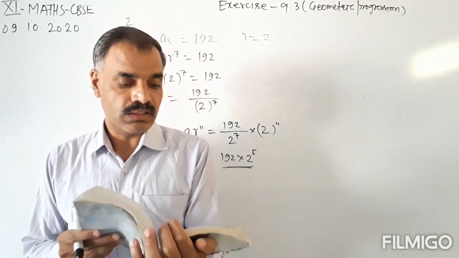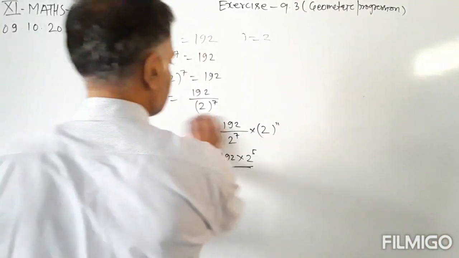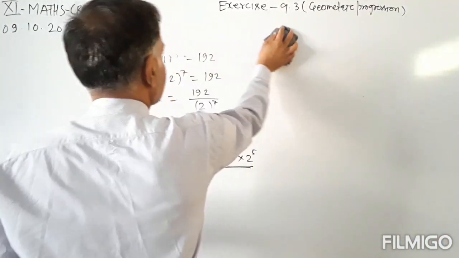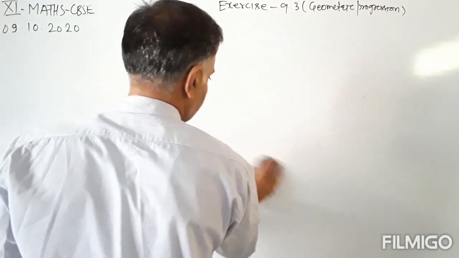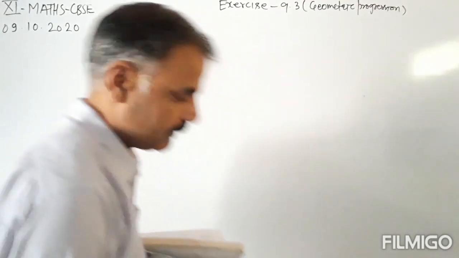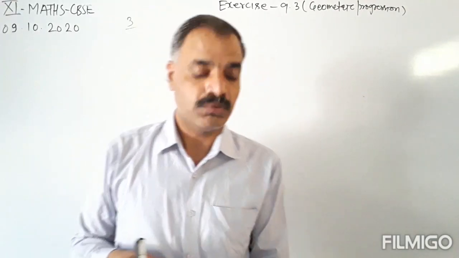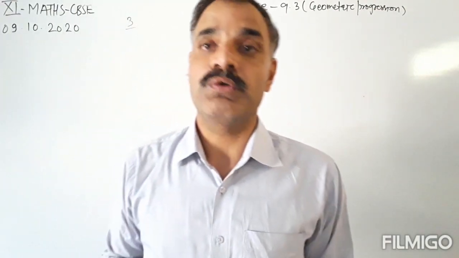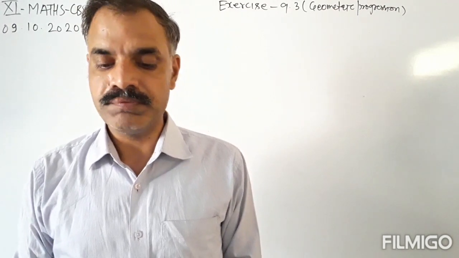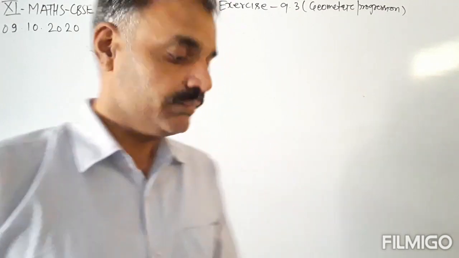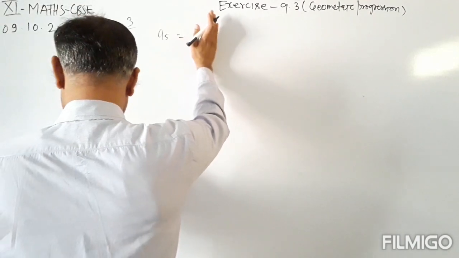Now we will solve question number 3. We will solve most of the questions of this exercise so that the concept becomes clear. Question number 3 of exercise 9.3, geometric progression: the 5th, 8th and 11th terms of a GP are P, Q and S. The 5th term, A5, is given as P.